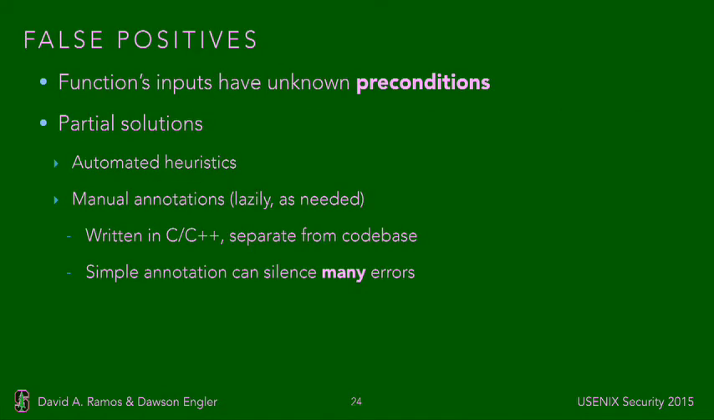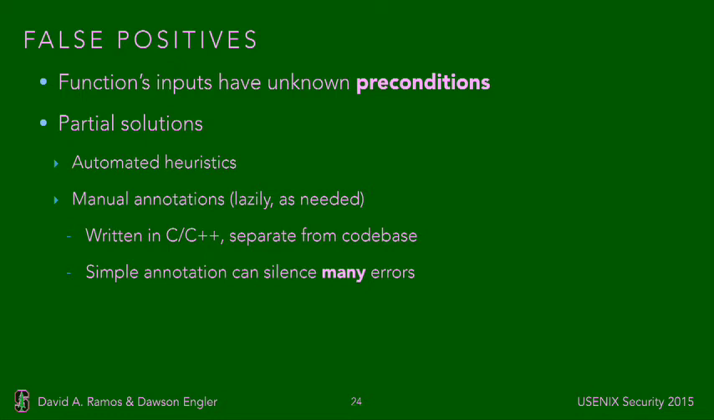As I mentioned, function inputs typically have some set of preconditions that are unknown to our tool, and we explored two partial solutions to this problem. The first is a couple of automated heuristics that try to identify which errors are most likely to be true bugs and not false positives, and we also allow the user to specify manual annotations to silence errors after they occur. This is in contrast to many tools that require the user to do a bunch of work up front before they can even use the tool, like in model checking.